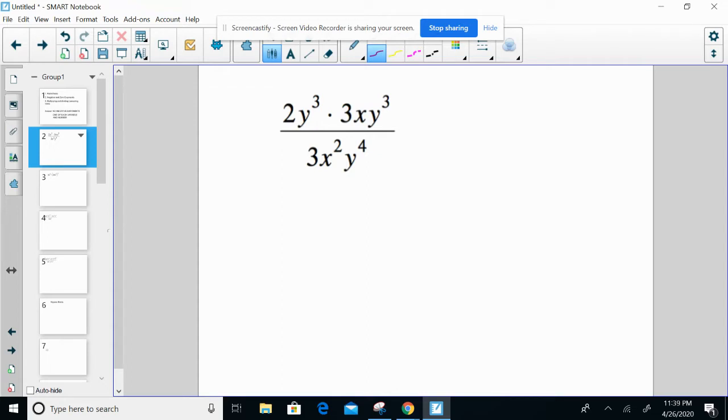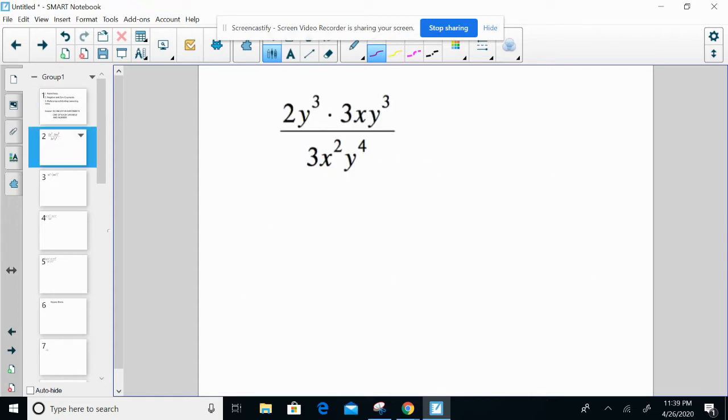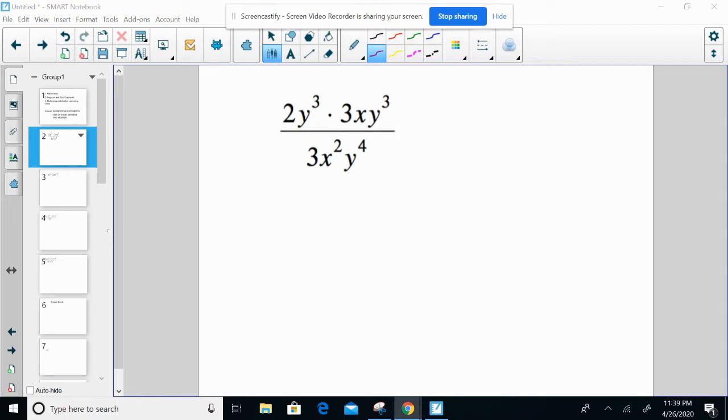Okay, first off, looking at all of this, there are no parentheses, no negative and zero exponents. So right off the bat, we're good on steps 1 and 2. So we're only doing step 3 in this first one. When it comes to step 3, just deal with the top, do what you can, deal with the bottom, and then we'll do them together.